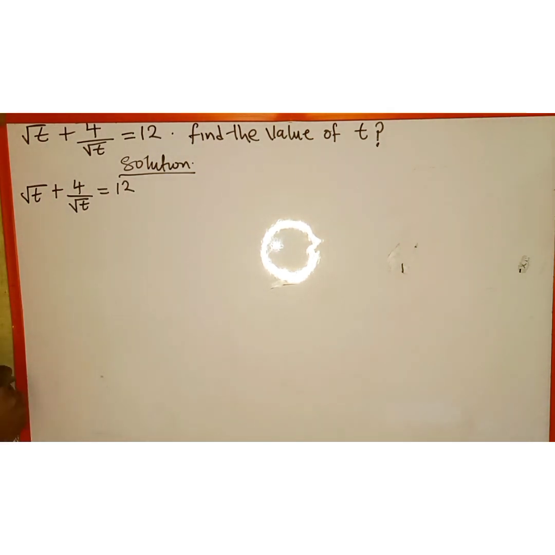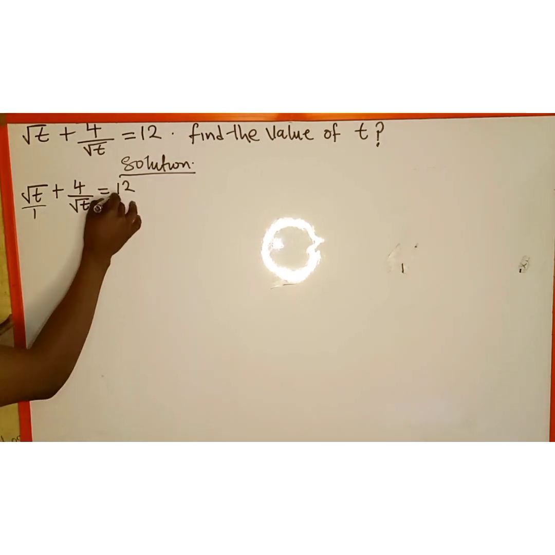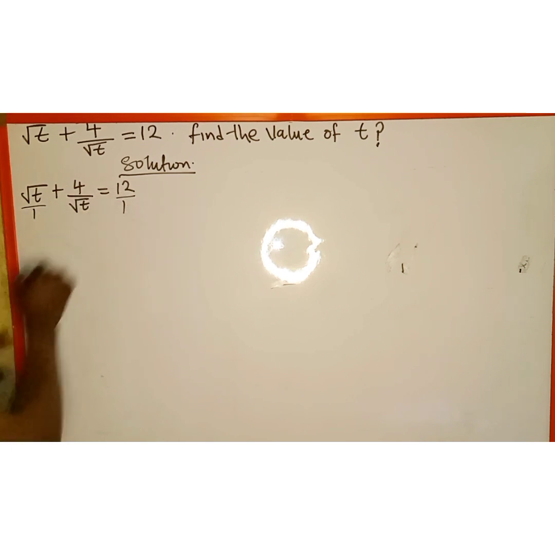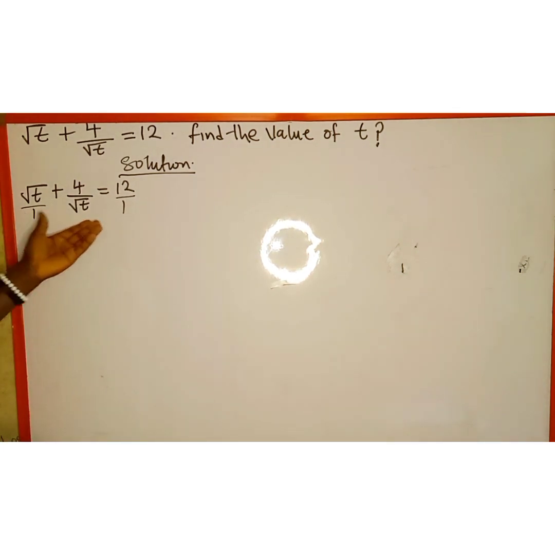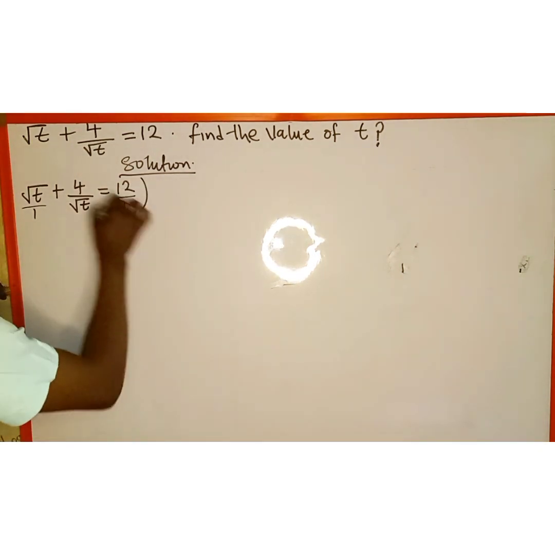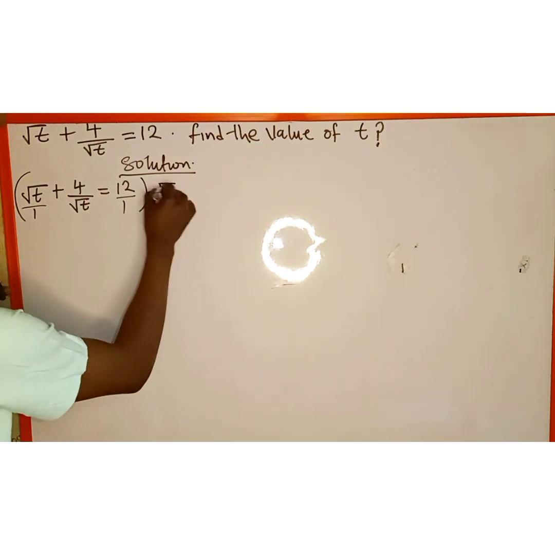If you have a radical expression in this form, since this middle term is a fraction, we are going to eliminate this fraction. And if you look at this fraction, this can also be said as root t over 1. This is 12 over 1. If you find the LCM of this denominator, our LCM is going to be root t. Therefore, we are going to multiply everything by root t.